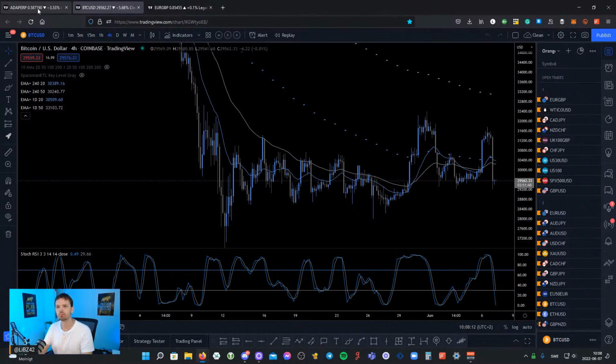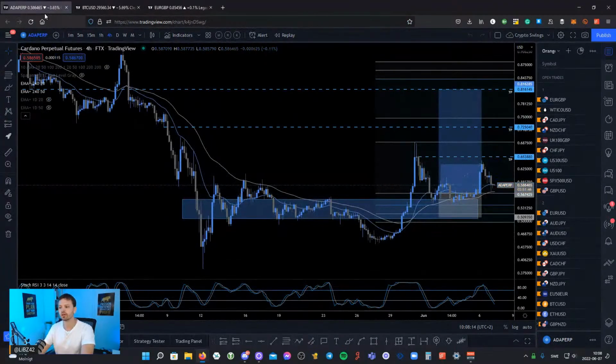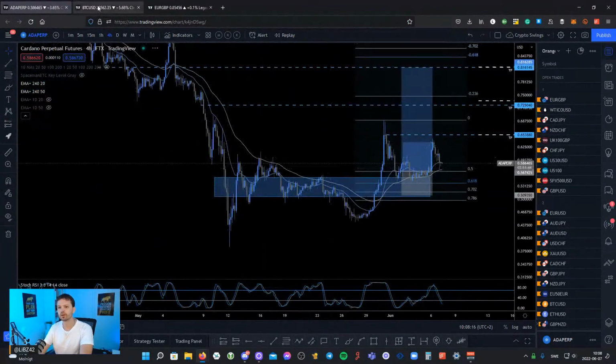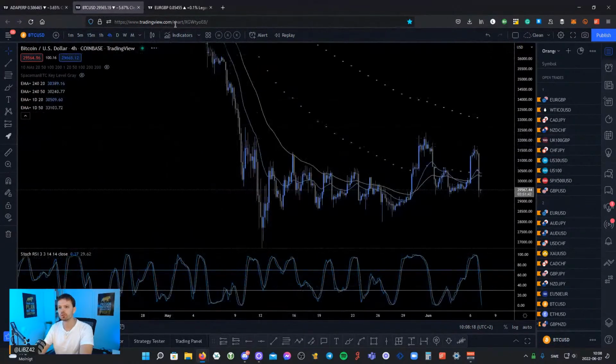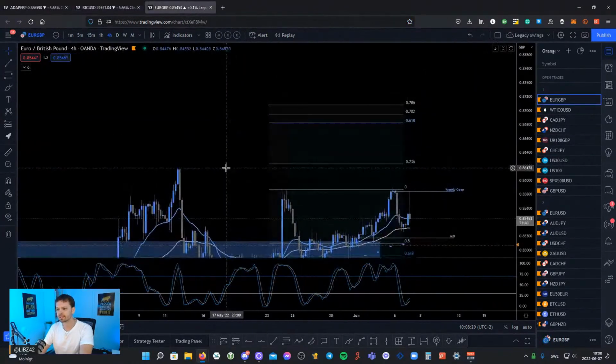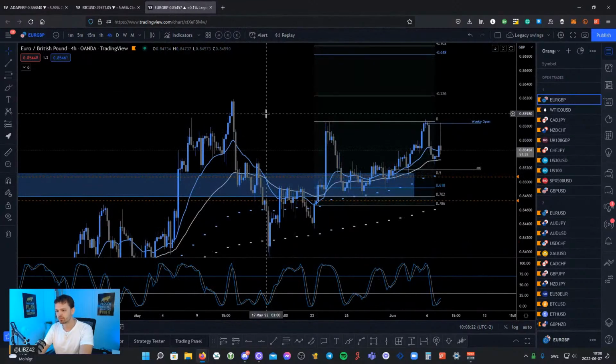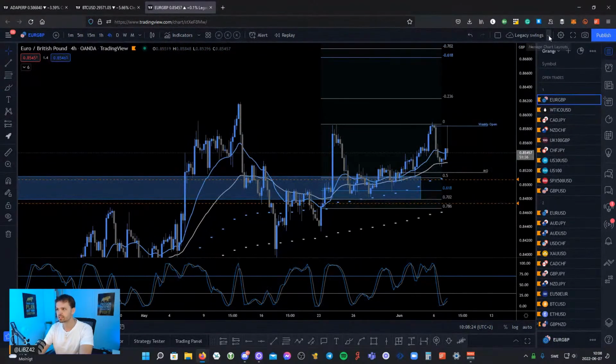So I have three tabs open at all times, right? I have the crypto swings here, the Bitcoin chart in the middle, and then the legacy swings here to the right. And if I'm going to be scalping, I'm going to be opening up the crypto scalp layout and the legacy scalp layout as well.